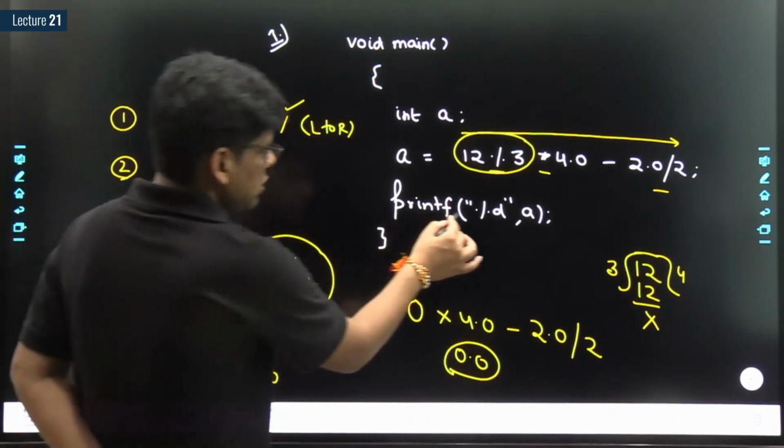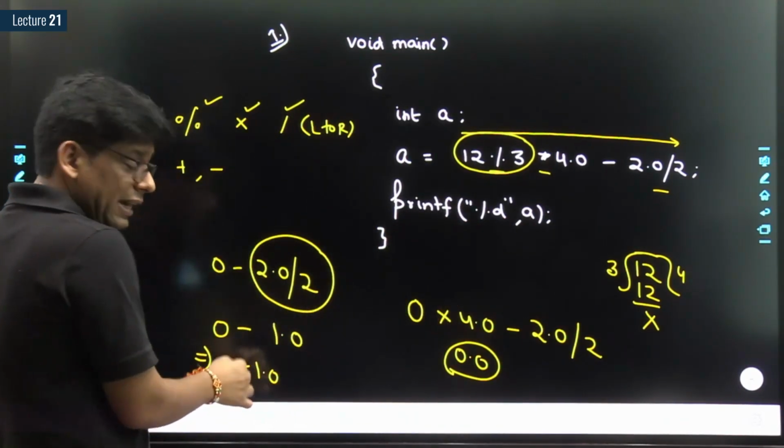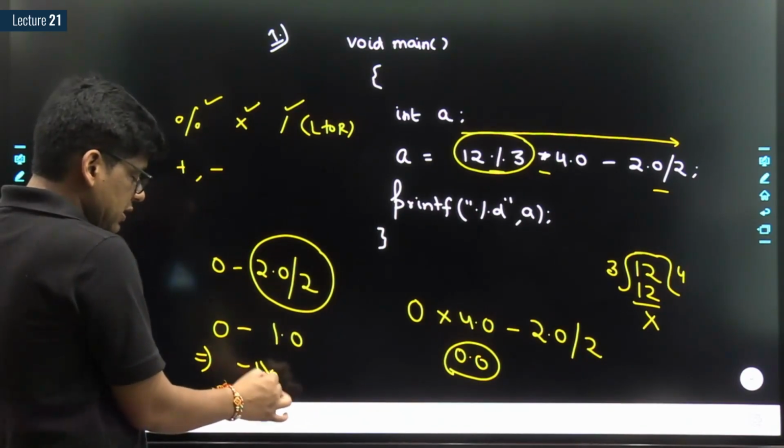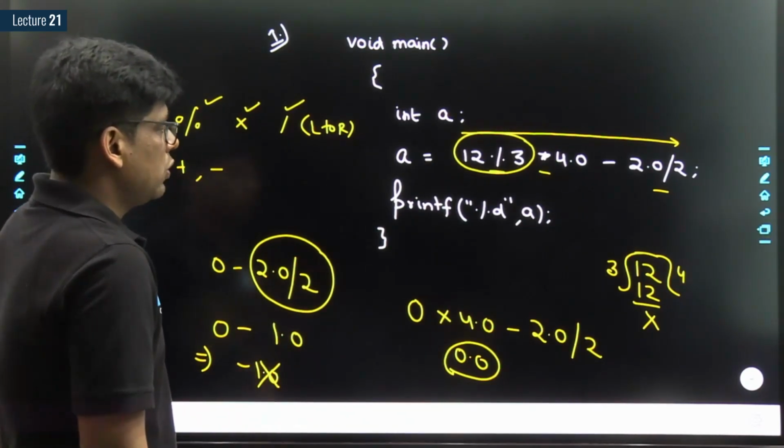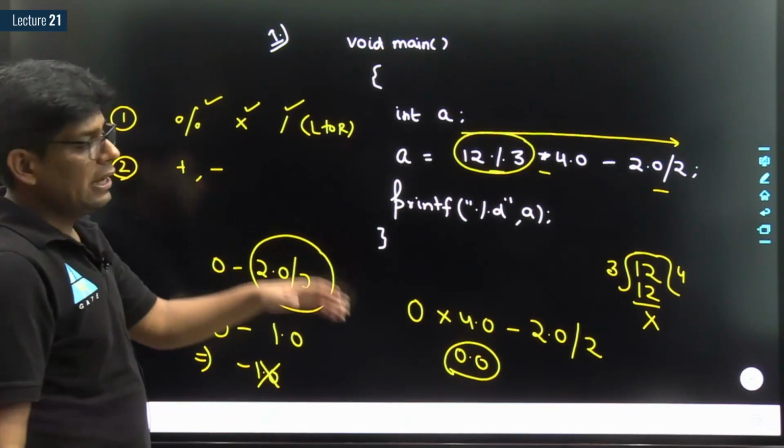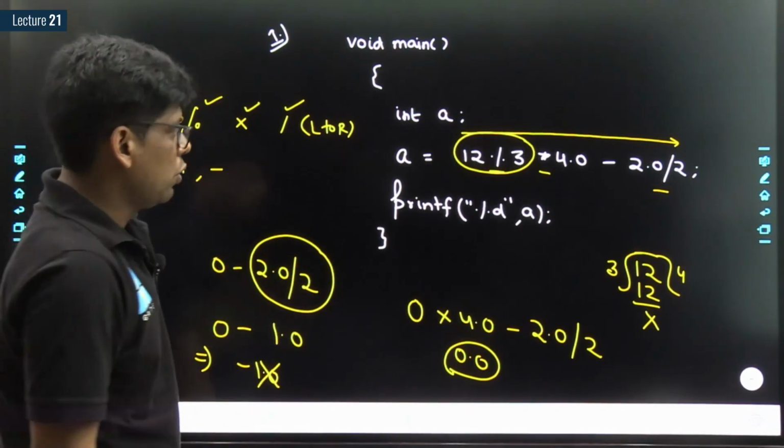What is the output? Sir, we are trying to print the integer value of this minus 1. What is it? Sir, minus 1. So, what is the output? The output would be minus 1. Okay.